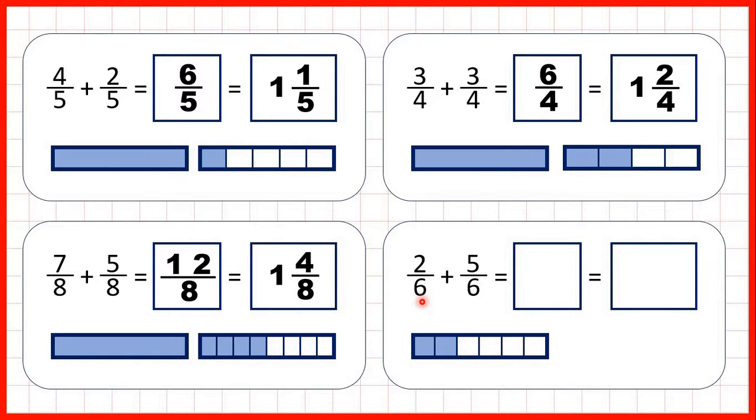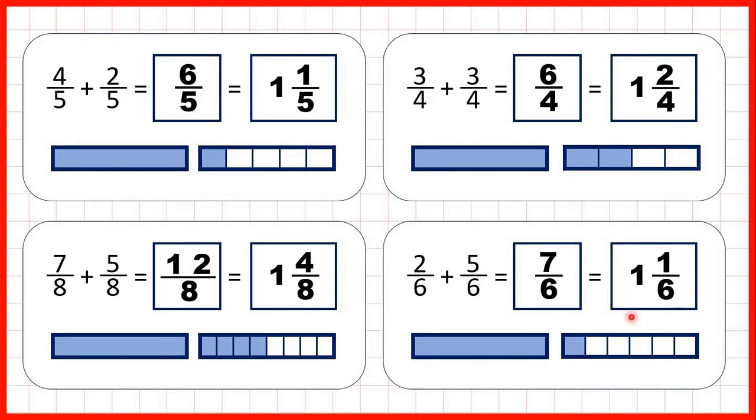Finally, we have 2 sixths plus 5 sixths. That's 7 sixths altogether, because the denominator stays the same and we just add the numerators, and because each of these pieces is 1 sixth, and altogether we have 7 pieces. Again, we can change it to a mixed number, because if we group to make one whole, that gives us 1 and 1 sixth as our mixed number. And that makes sense, because 7 divided by 6 is 1 remainder 1, and the denominator of a mixed number is always the same as the denominator of the improper fraction.